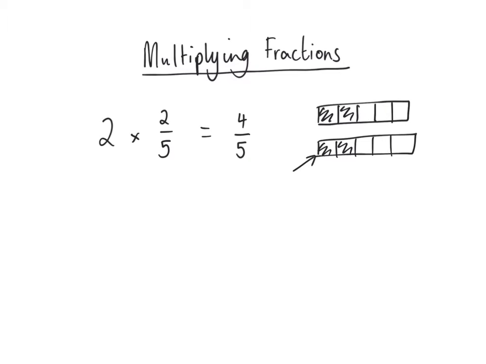So the size our bars are split into, the size of the slices isn't changing, so it's still fifths, but we've now got 4 of them, not 2 of them, 2 lots of 2/5. And we had some that was a bit more like this, 3 lots of 4/7. So we've still got sevenths, we've just got 3 lots of 4/7. So 3 times 4 is 12. And some of you noticed that what you end up doing with these is you multiply the whole number by the numerator.